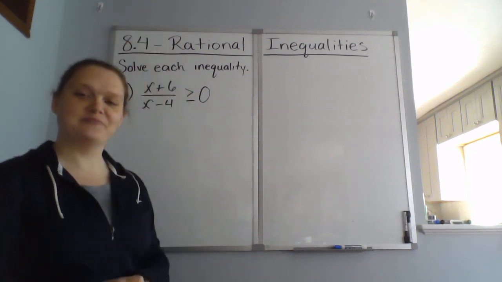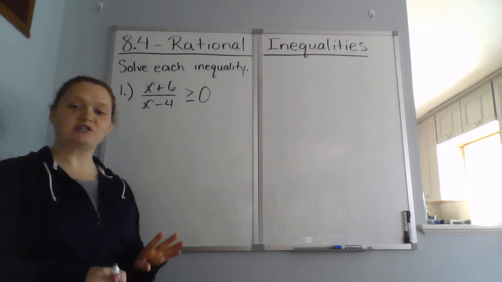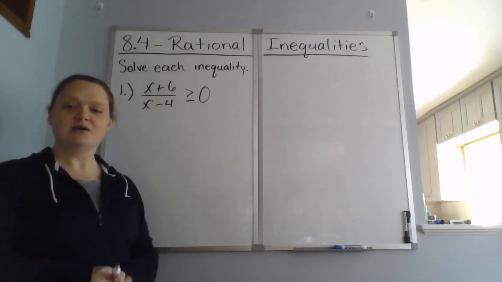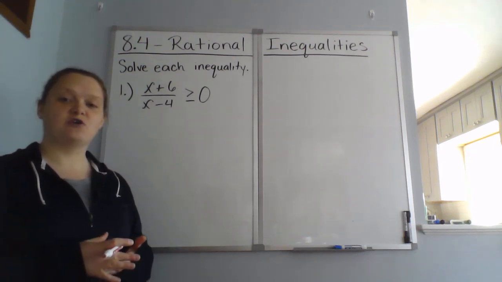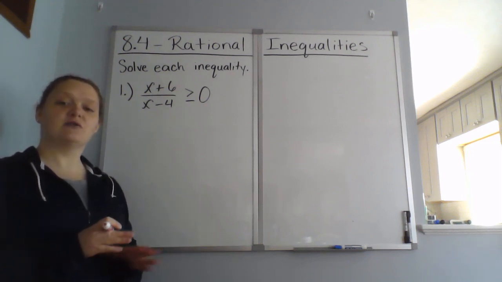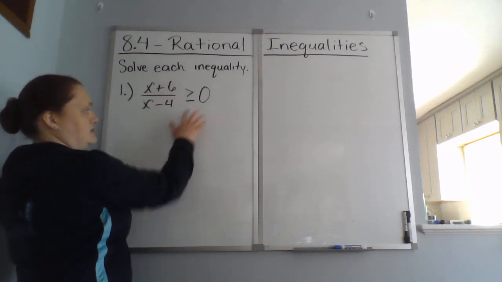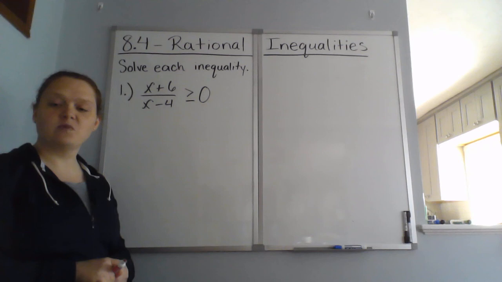Hey guys, so we're going to take a look at solving rational inequalities. We're going to go through 4 different examples, and here's our first one. The first thing you want to do is make sure that you have a single rational expression, and then 0 on the other side. So we have a single rational expression here, and then it's greater than or equal to 0. So that part's already done for us, okay?